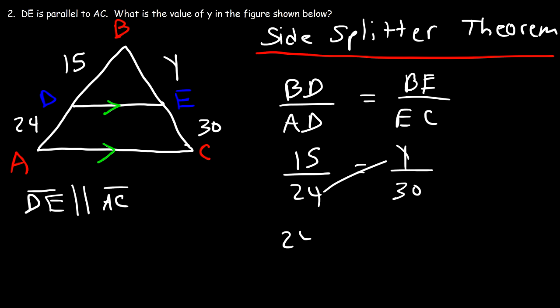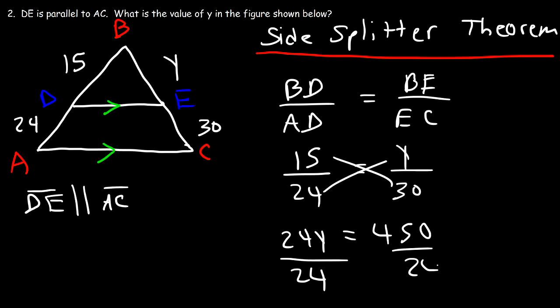So 24 times y is equal to 15 times 30, which is 450. So to calculate the value of y, we need to divide both sides by 24. So 450 divided by 24, that's a fraction. But as a decimal, it comes out to be 18.75. But now let's get the exact answer. So let's reduce the fraction.